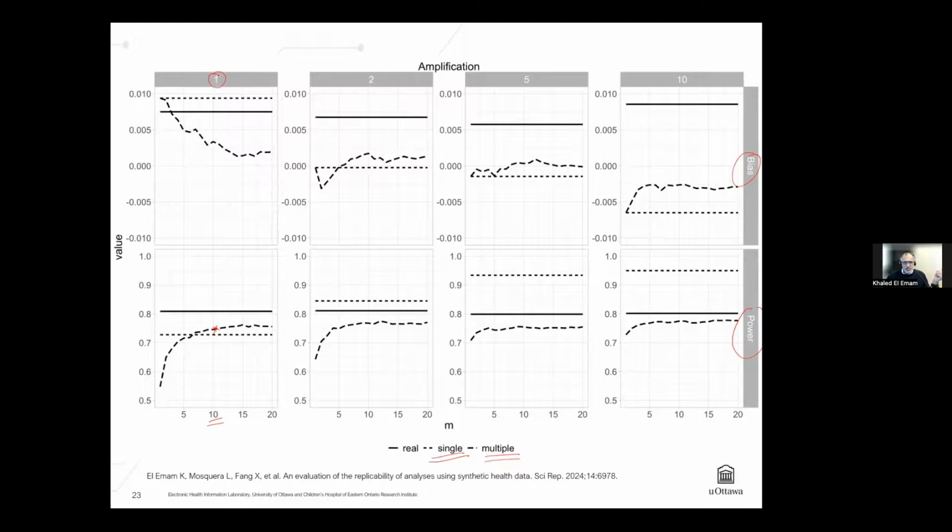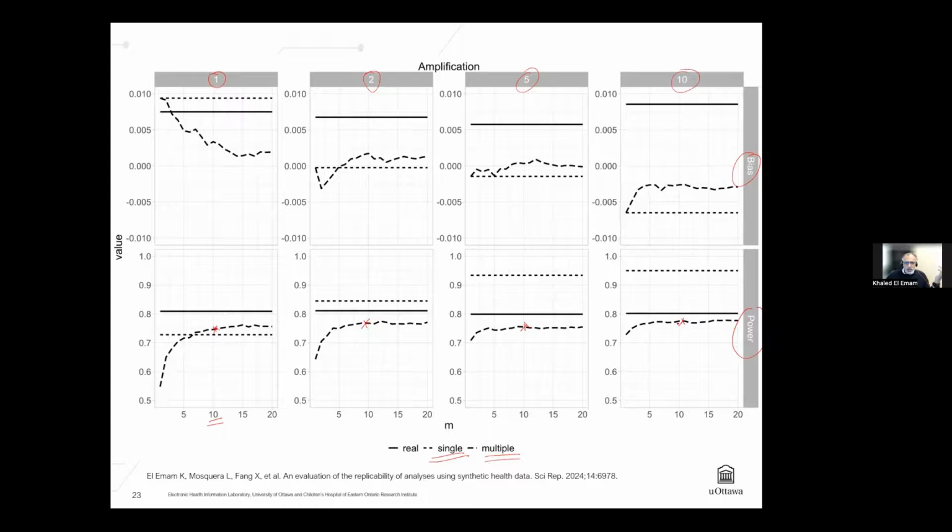And then the top here is amplification. So this is, you generate synthetic data the same size as the real data, double the size, 5 times the size, and 10 times the size. We wanted to evaluate whether amplification affects inferences as well. The first thing I'll say is amplification really has no impact. Around 10 data sets, you're at a plateau, and you reach the maximum power that you're going to reach with that data set.